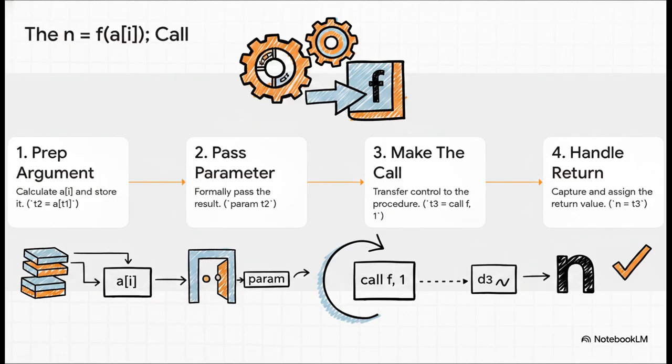Step 3, now it makes the actual call. The call f,1 instruction jumps over to the function f and tells it, by the way, expect one parameter. Once f is all done, its return value gets put in another temporary variable, t3, and finally, step 4, the caller takes that return value from t3 and assigns it to n. It's this perfect 4-step dance.